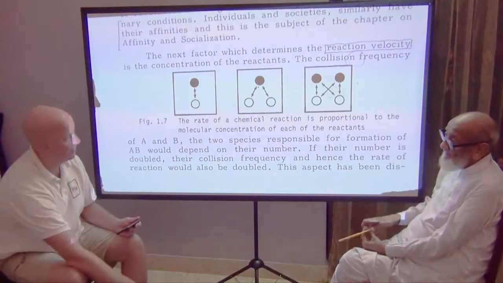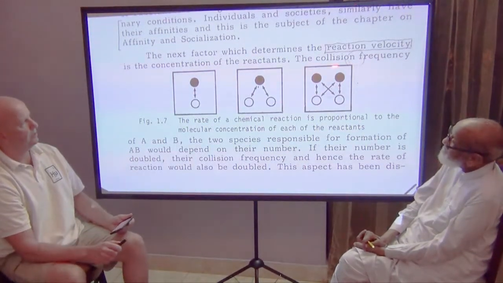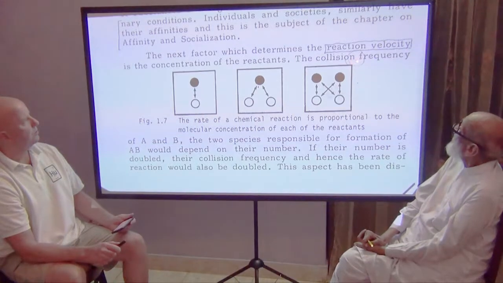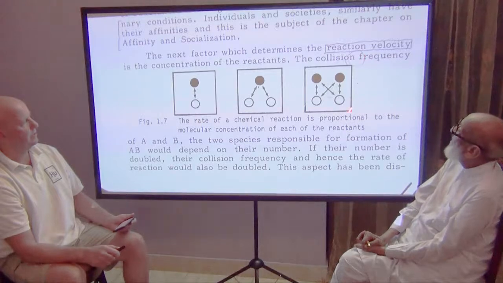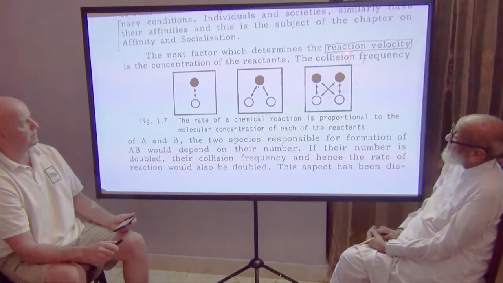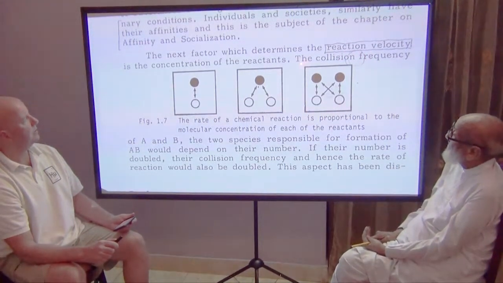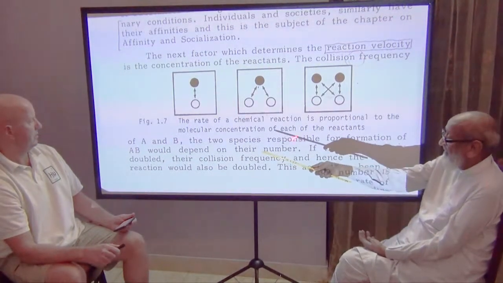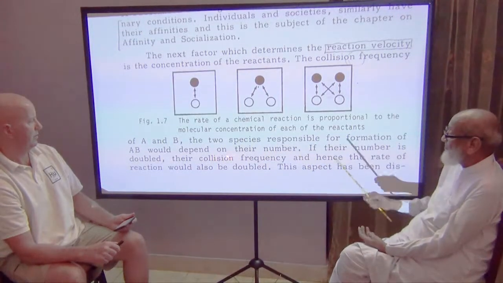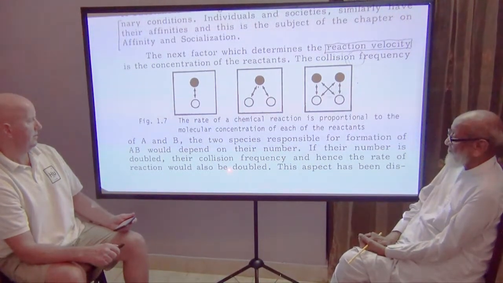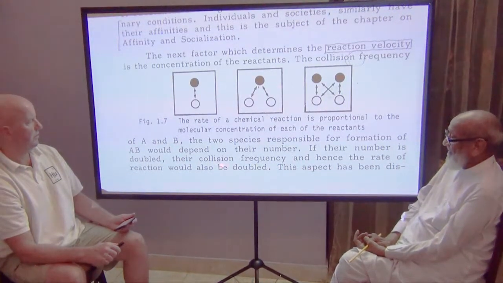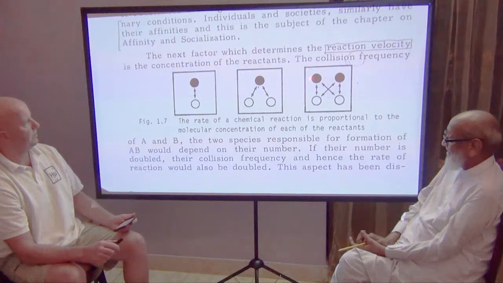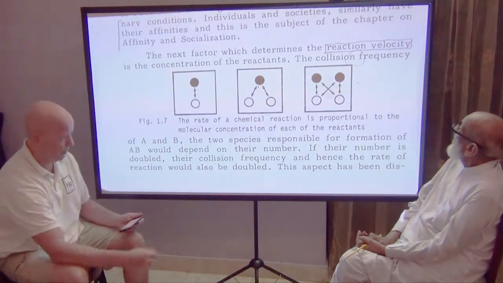Okay, let's go to the next part here. This is good. You talk about collision frequency. Collision frequency is a factor in whether or not things will react. Reaction velocity depends on the concentration of reactants. The collision frequency of A and B, the two species responsible for formation of AB, would depend on their number. It depends on the concentration, but here you're talking about the collision frequency. So this is pretty good.